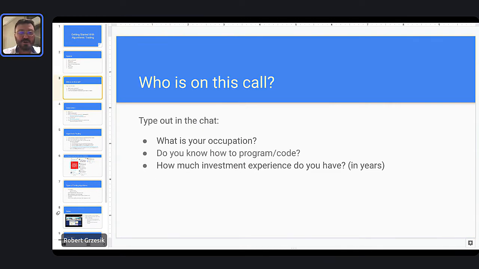Right, so if you can type into the chat window, Todd has already done so as well. The chat window is this little chat bubble looking thing you'll probably see on your browsers or your iPhone apps. Let me know your answer to these three questions. Tell me a little bit about your occupation, what is it that you do for a living? Are you coders? Are you entrepreneurs? Do you work in the finance industry? Or do you do something else entirely?